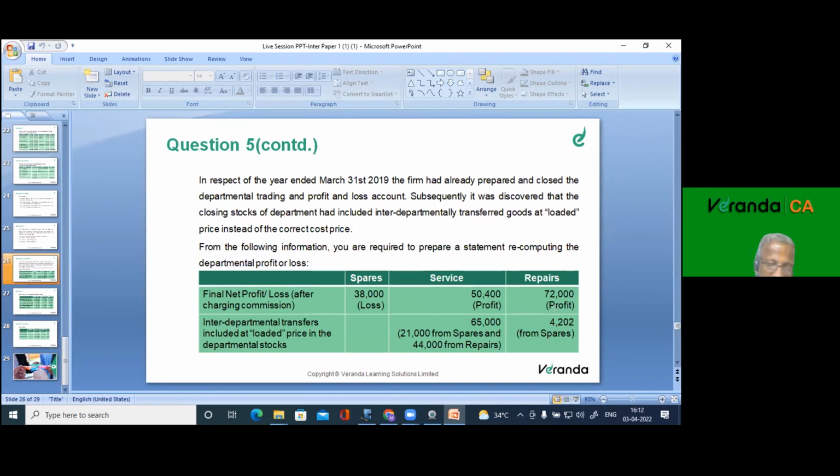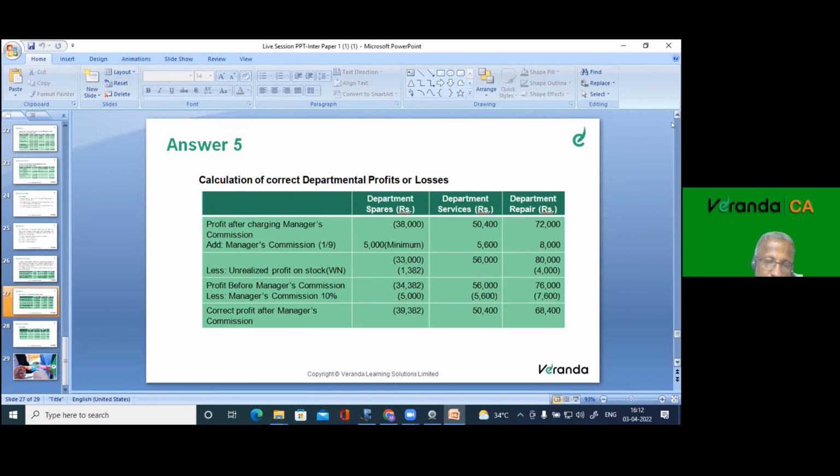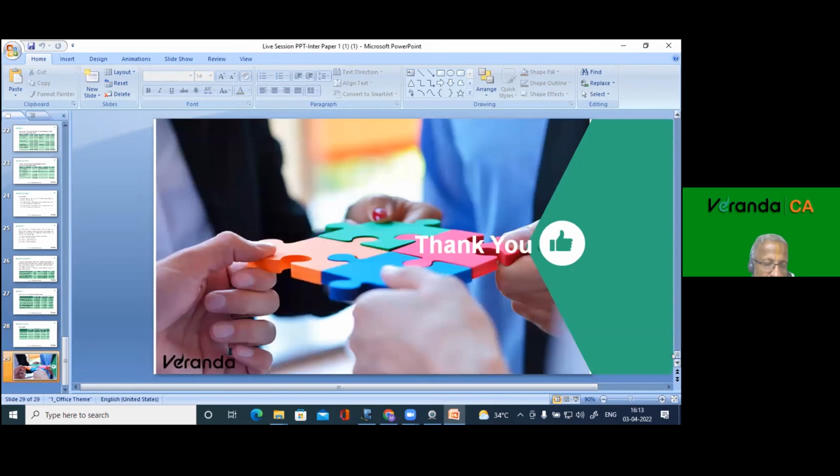So they mentioned interdepartmental transfers. On that only we are expected to apply. Right. So when you deduct unrealized profit, quite naturally, this is an appropriate base to calculate the commission. So since the spares department is reporting loss, 5,000 has got to be taken up. So on 56,000 apply 5,600 and 50,400, on 76,000 10%, 7,600, and the correct profit for managers after managers' commission is 68,400. So this is the way this particular problem has got to be completed.